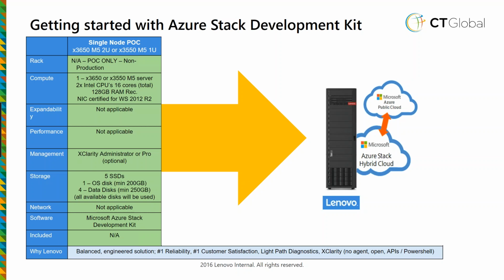Everything is tested together. Of course, when you run the development kit, you can run it on any machine. Even the early versions people tried to run on their laptop on 32 gigabytes of memory. That is way too little. The minimum requirement is 128 gigabytes, right?